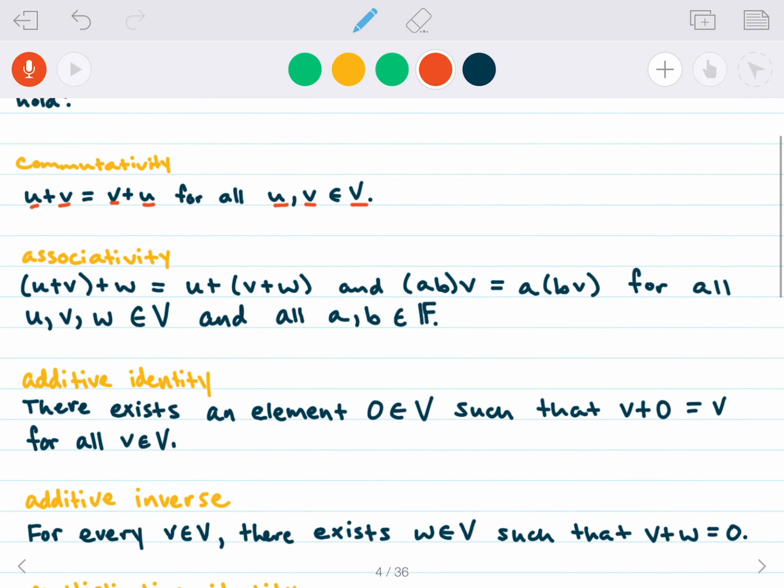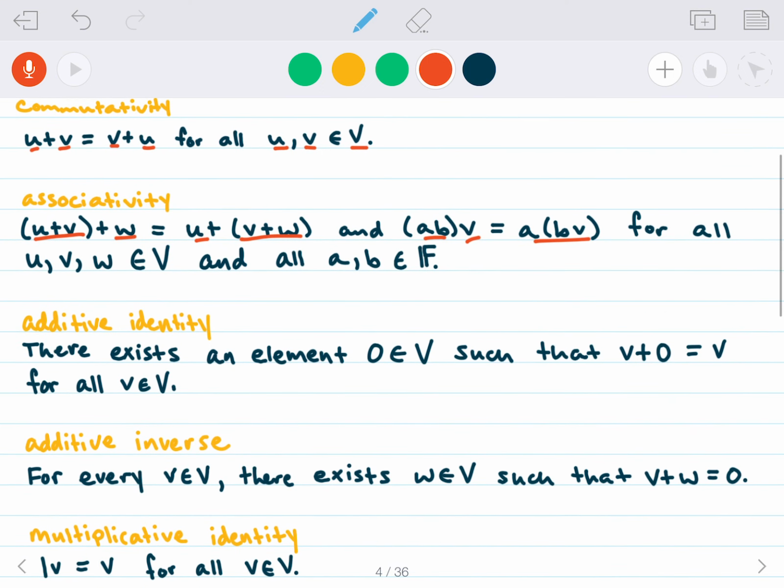Associativity means that if we're adding up three vectors, we can shift around the parentheses. So (u plus v) plus w is equal to u plus (v plus w). And we can also shift the parentheses when we are scalar multiplying. So when we have scalars a, b times a vector v, we can rearrange the parentheses in this way.